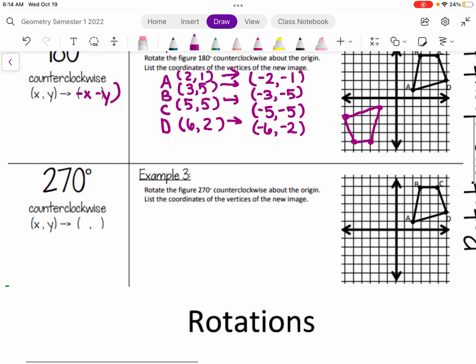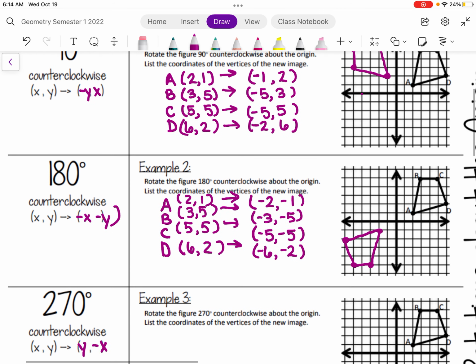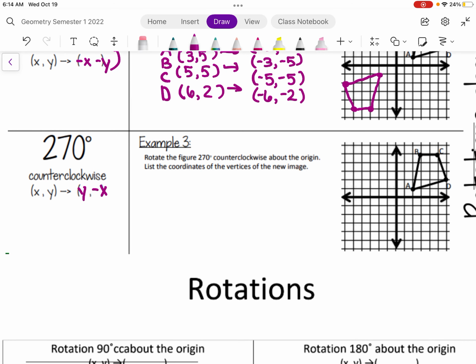All right, one last rule. 270 counterclockwise becomes y negative x. So notice the other one was negative y, x. This one is y, negative x. So if you're not familiar, like we should know that 90 degrees is this far, right? That's why we have this. 180 is a straight line. We're okay there. 270 would mean I would want to rotate it 3/4 of a circle. Okay, so not the full circle. That's 360. We end up back where we are. But 3/4 of a circle. So the rule for that one is y negative x.